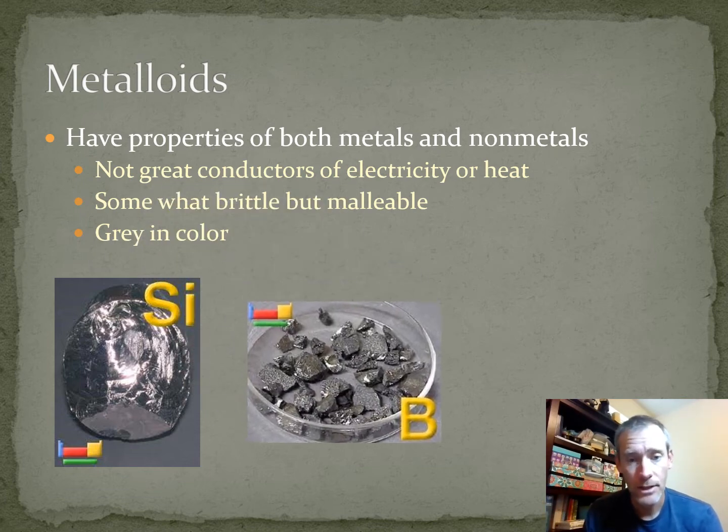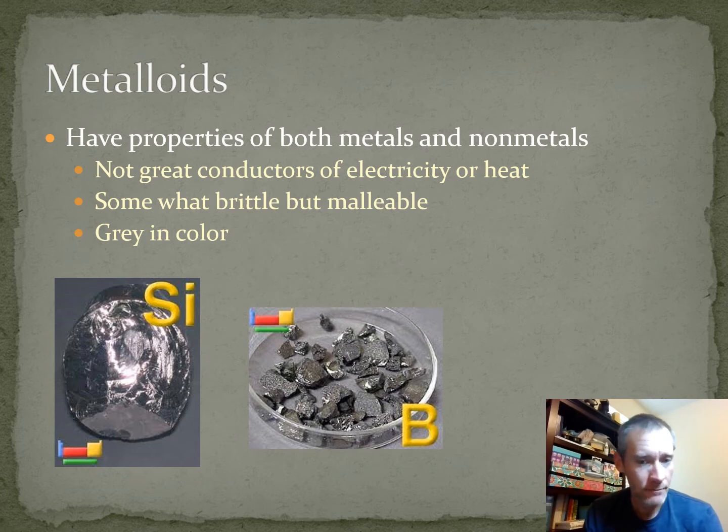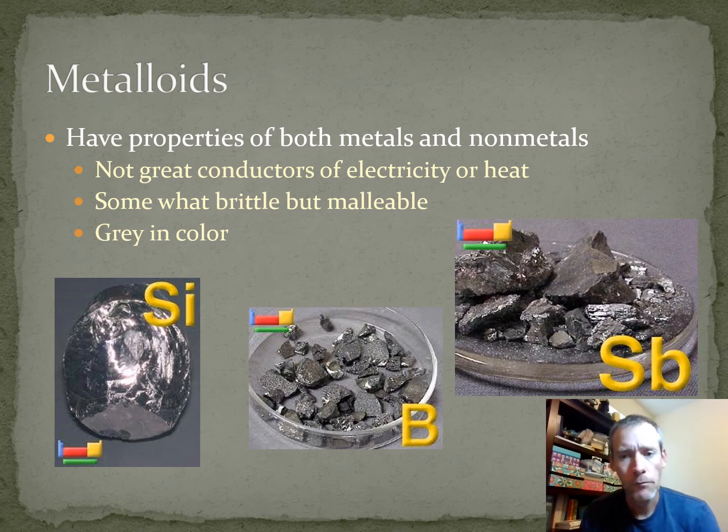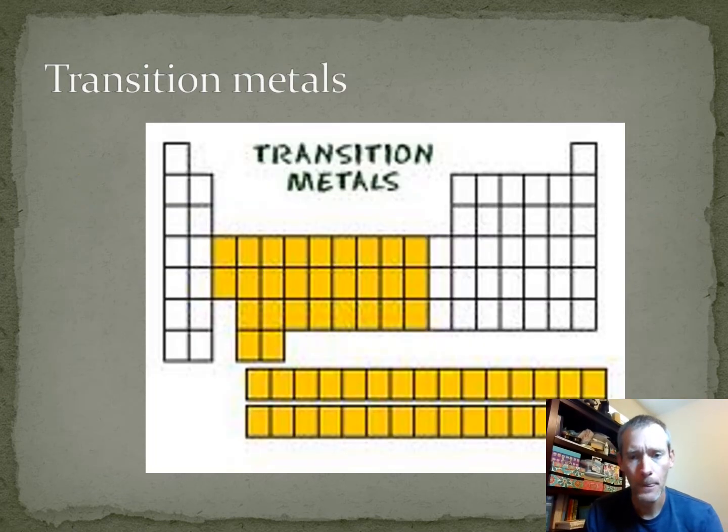Here we have boron. Boron's more brittle than silicon. It's used in doping of electric solar cells. Here we have antimony. Again, gray in color. All right, the transition metals.